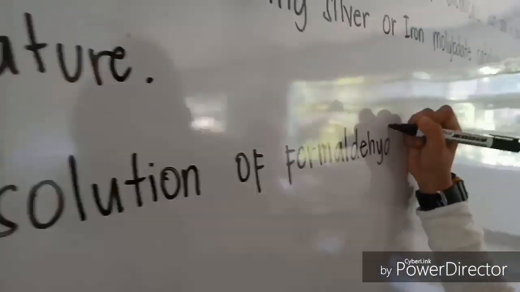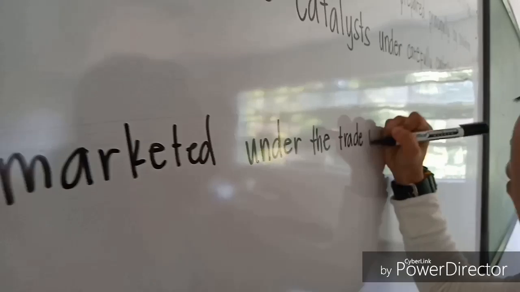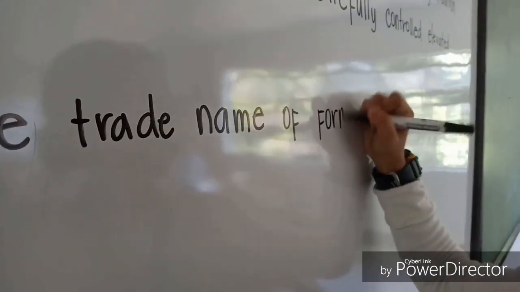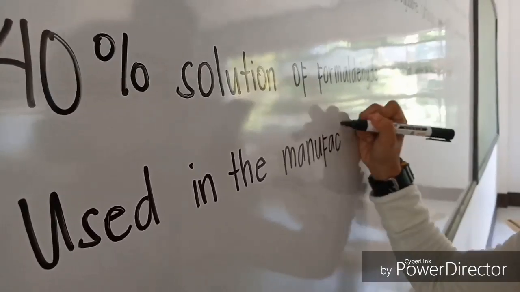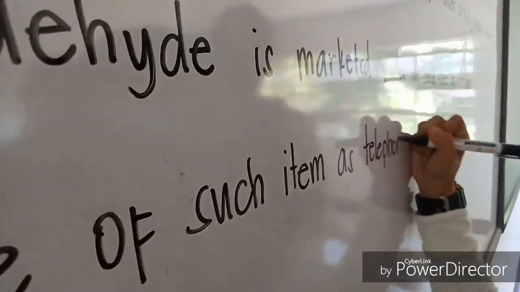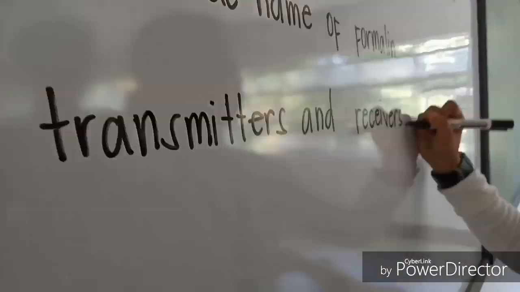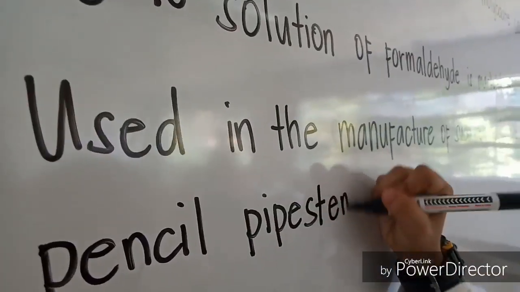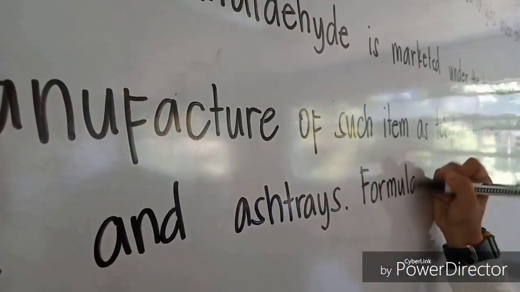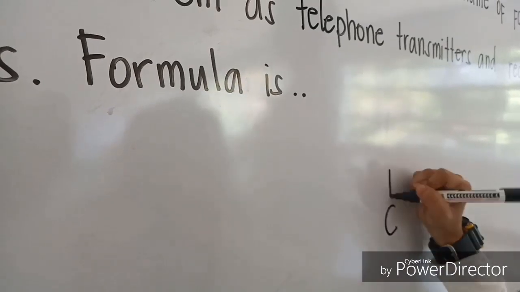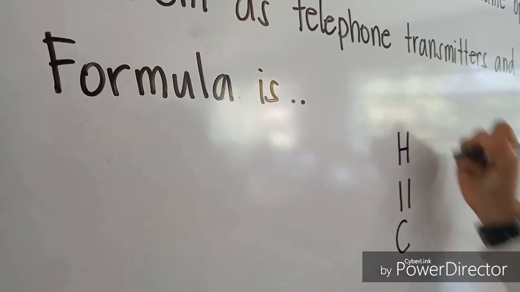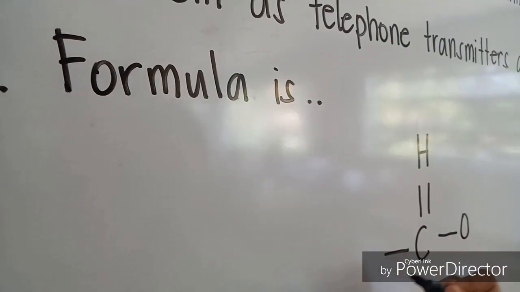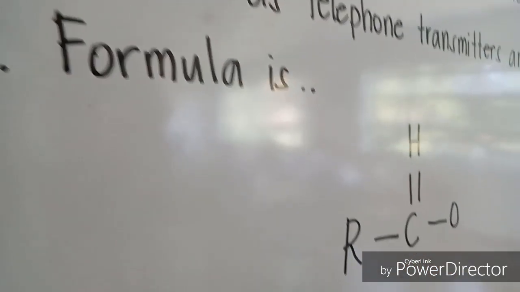A 40% solution of formaldehyde is marketed under the trade name of formalin, used in the manufacture of such items as telephone transmitters and receivers, radio equipment, combs, pencils, pen stems, and ashtrays. The general formula of aldehyde is R single bonded to C, C double bonded to H, and C single bonded to O.